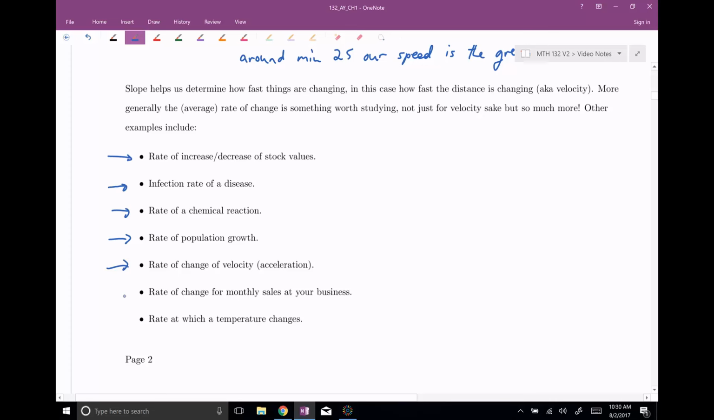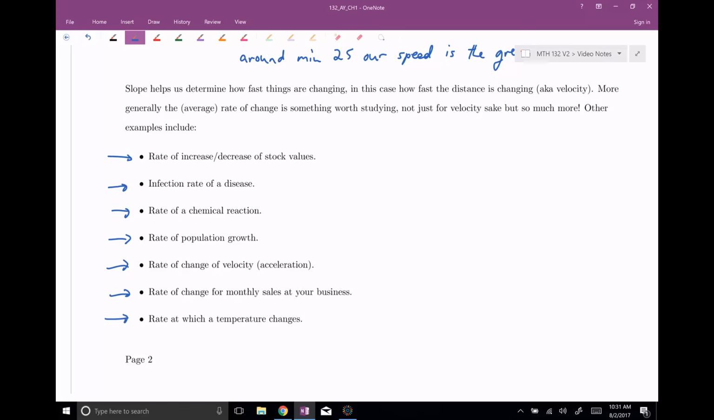Rate of change for monthly sales. How much are your sales? Are they going up? Are they going down? What's happening? And temperature changes. Again, all of these things can be answered by talking about the average rate of change, right? How quantities change is a very interesting subject. And so we want to be able to dive into that a little bit more than we've been able to in the past by using calculus.